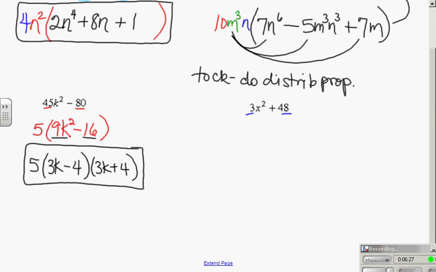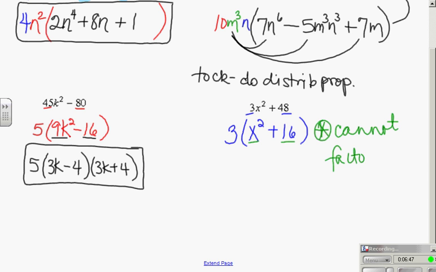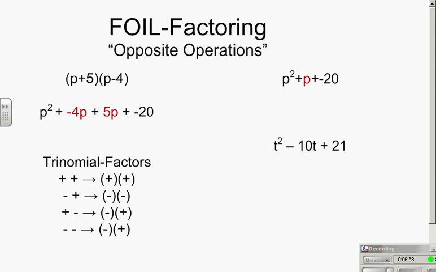Now the next example also has perfect squares and a common factor. Take the 3 out, and I'm left with x squared plus 16, which both are perfect squares, but you cannot factor addition of perfect squares. So this is actually completely factored.